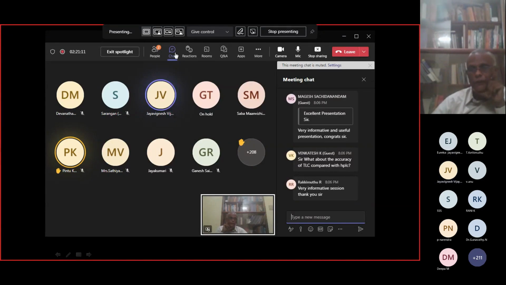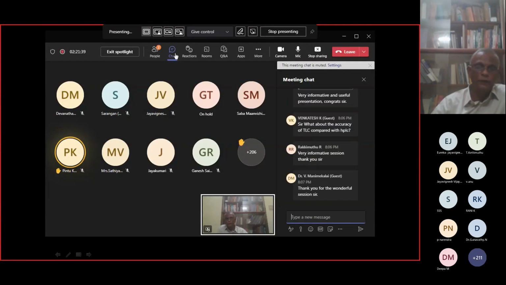There is one question from Venkatesh K. What about the accuracy of TLC compared with HPLC? As I showed you in the presentation, it's almost the same. If it is properly done, it is almost the same. In the HPLC, we got 2.7% as total curcuminoids. The same sample, when analyzed using TLC, gave 2.74%.